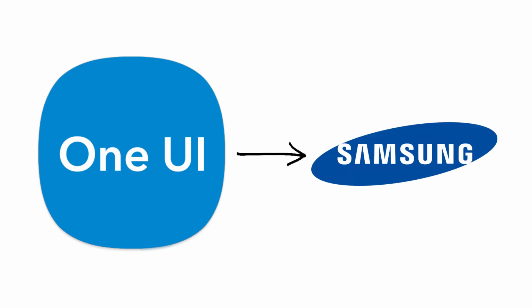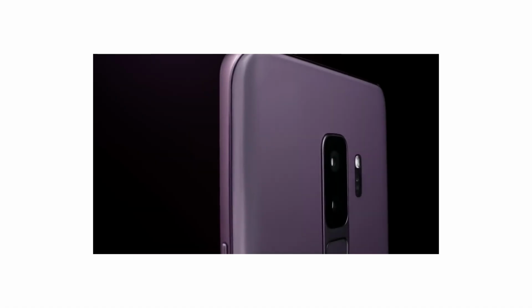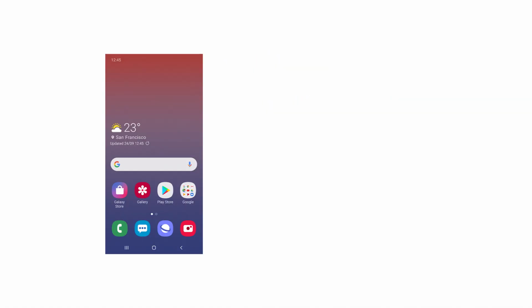One UI is Samsung's custom skin on top of Android. It was first released in 2018 with Samsung's Galaxy S9 series. Before One UI, Samsung had TouchWiz, which was slow, ugly, and hated by everyone. One UI fixed all of that.